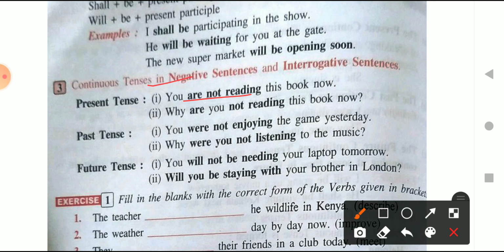With interrogative sentences, we can simply form questions like why are you not reading this book? For questions, all of you know how we have to do it. We just have to add the verb in its participle form. Now let's talk about past tense. For past, we will do the same. We are just going to add were not here. Okay, and the participle form of the verb.